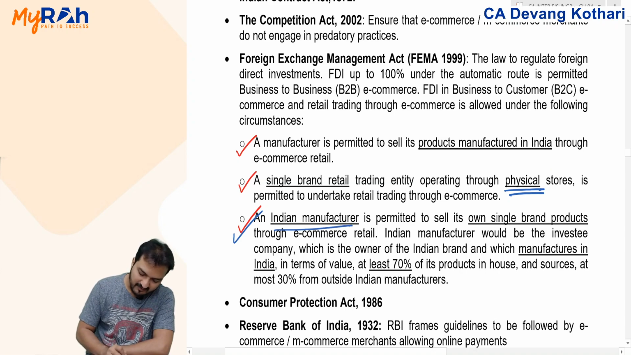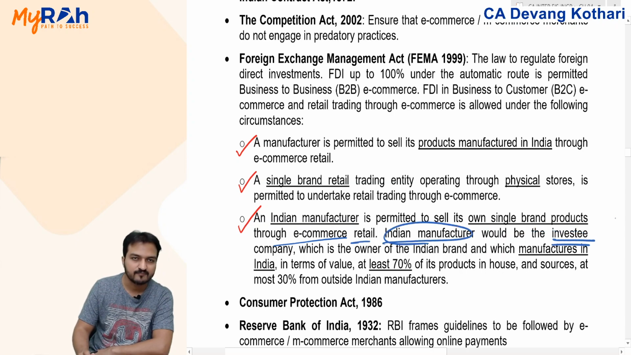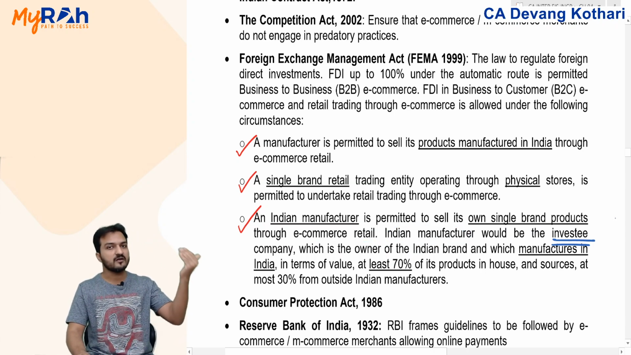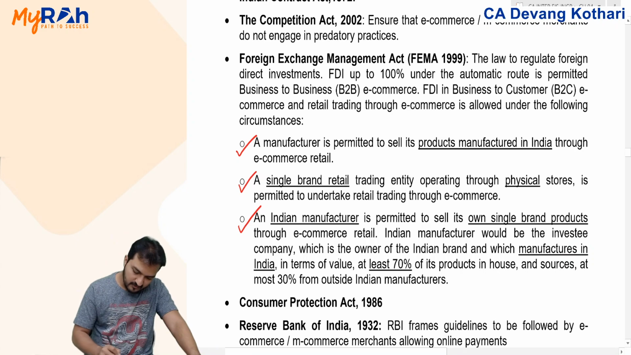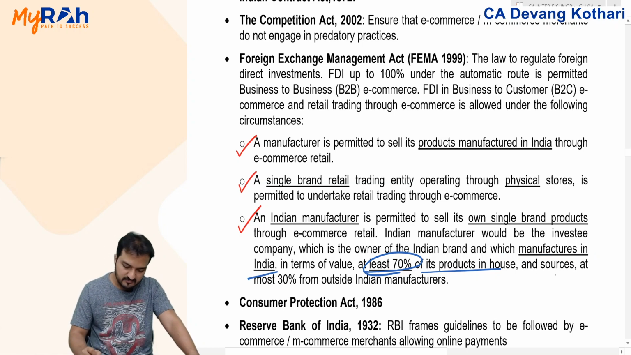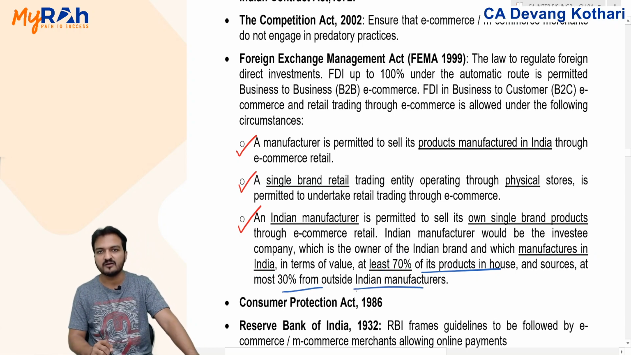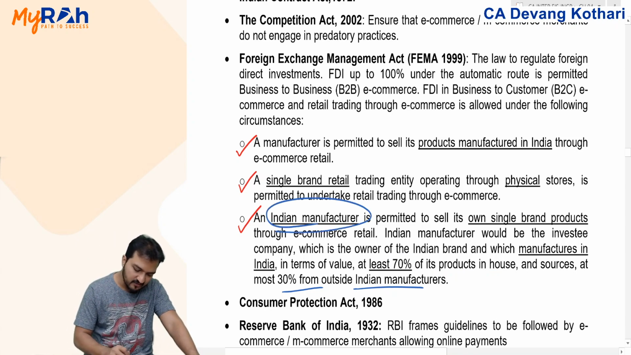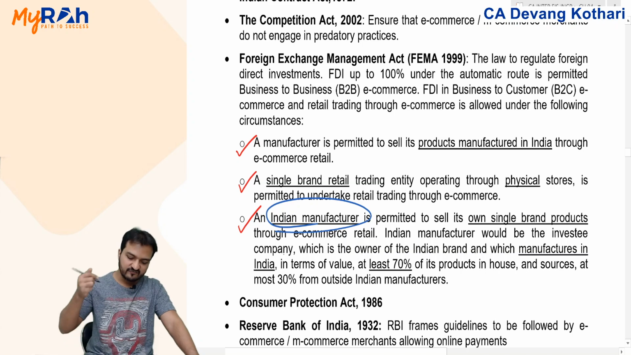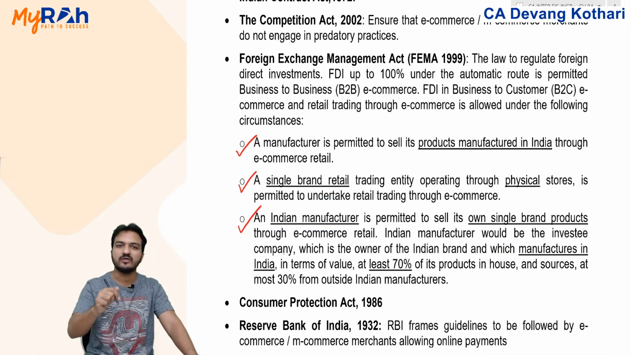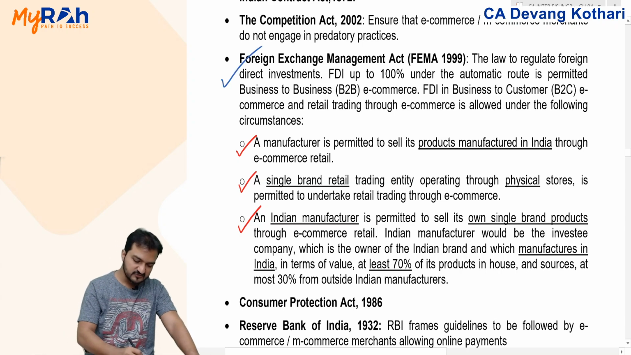And an Indian manufacturer is permitted to sell own single brand products through e-commerce retail, where the Indian manufacturer would be the investee company, meaning a foreign company has made investment in the Indian manufacturer, such that the investee company, which is the owner of the Indian brand, is also Indian, and which manufactures in India at least 70% of the products in-house. Maximum only 30% it will source from outside Indian manufacturers. Then this entity is called an Indian manufacturer, and if the foreign company invests in such an Indian manufacturer, then they can do e-commerce in India. Yes, these were your provisions of FEMA.